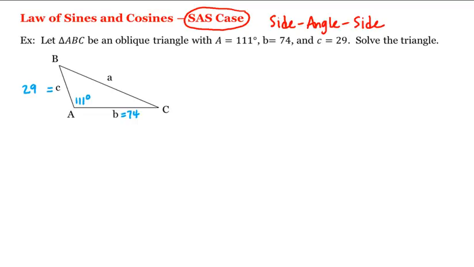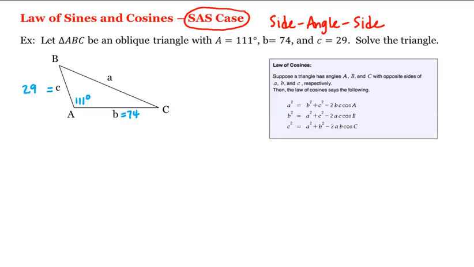And here are the forms. Notice that the side that we're squaring on the left is the side that corresponds to this angle over here on the right. And also, the two sides that we're squaring here on the right and adding together are these same two sides here that we're multiplying by 2 and then by the cosine of A. And because we're given A, B, and C, we will be using this first equation here. So we can solve for A as follows.